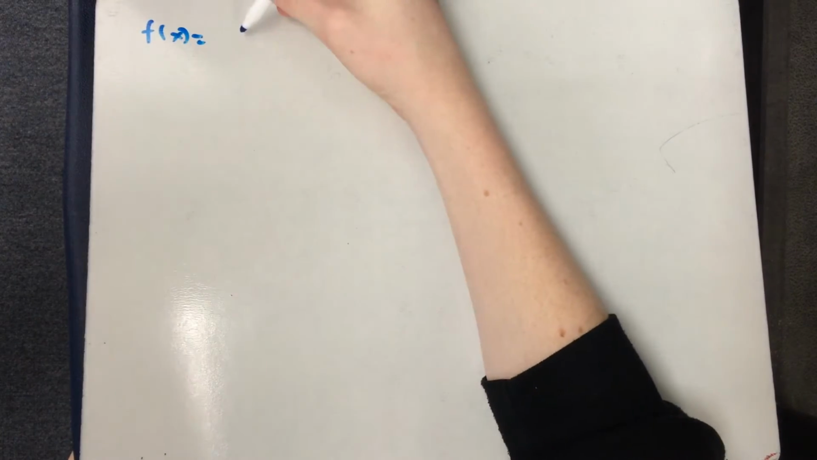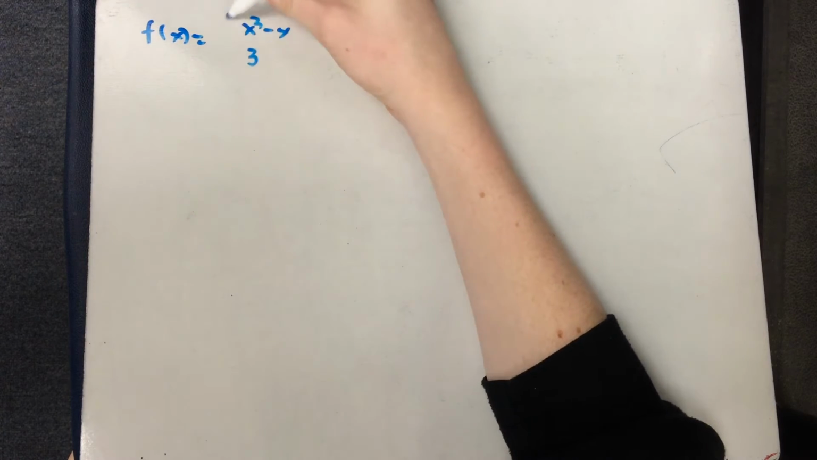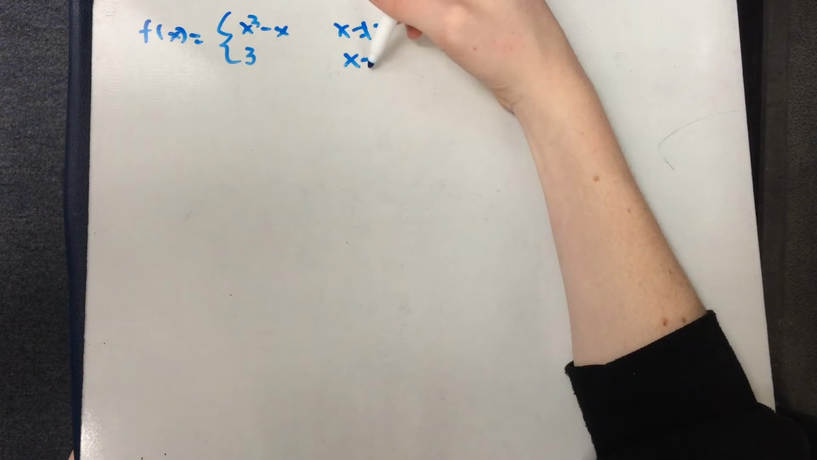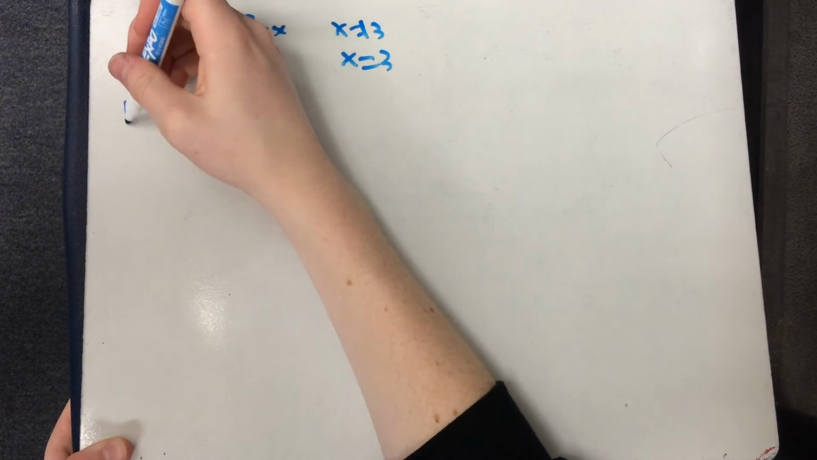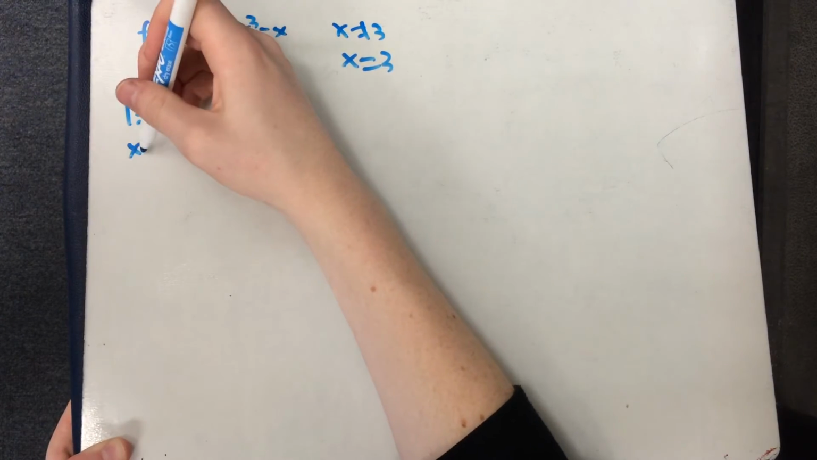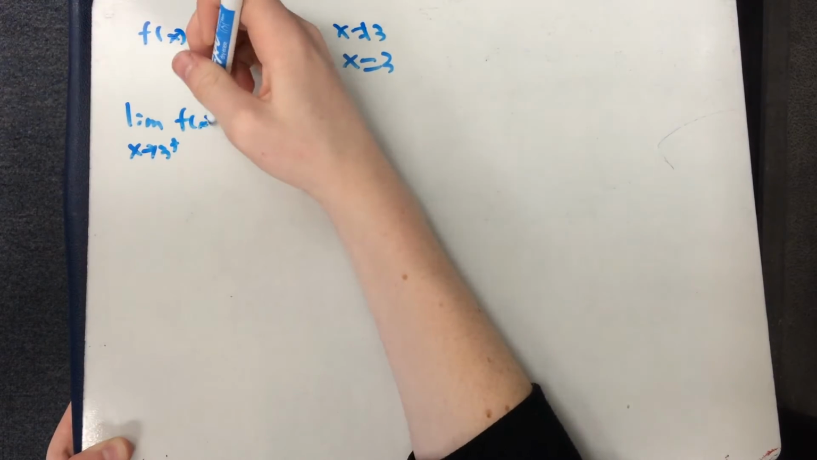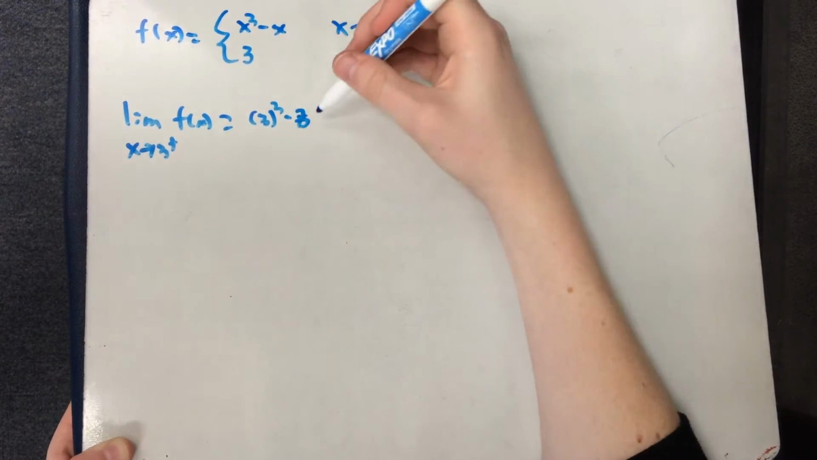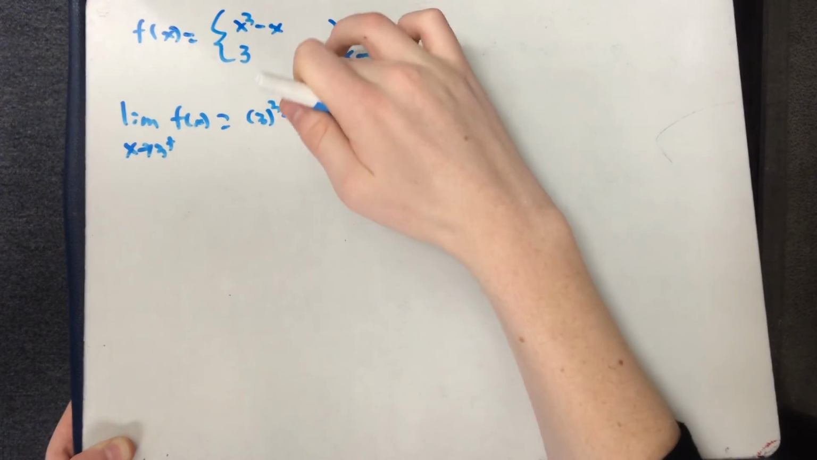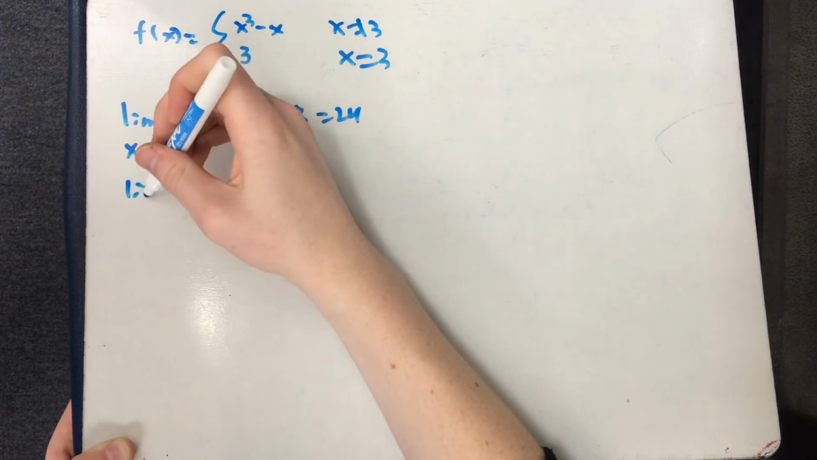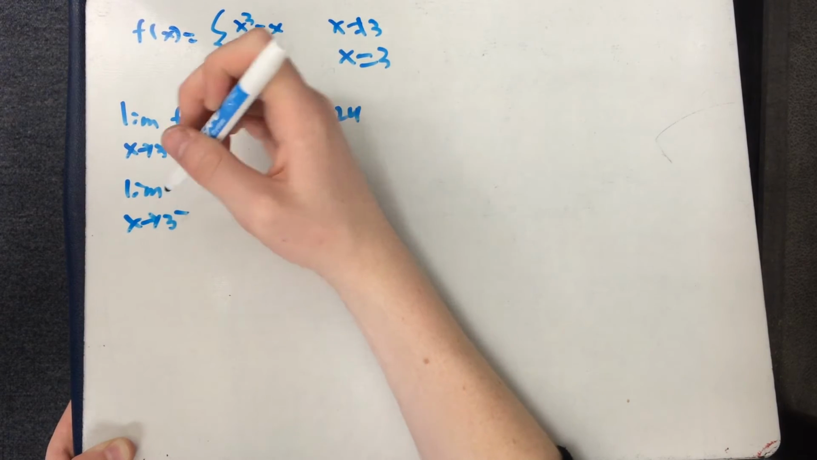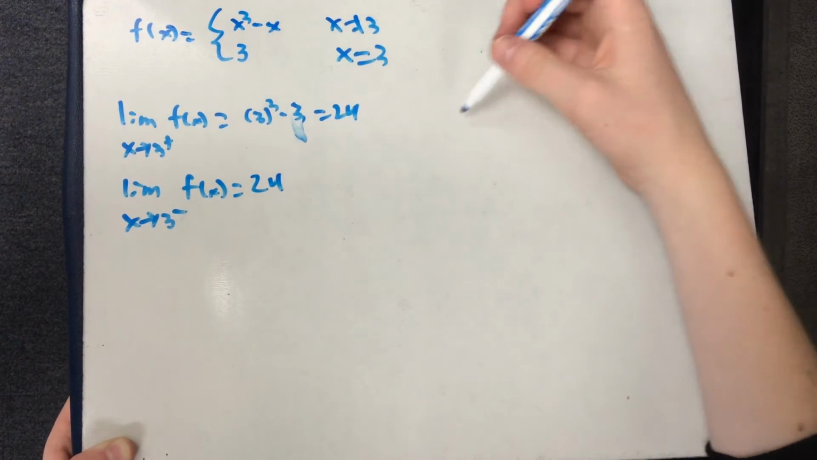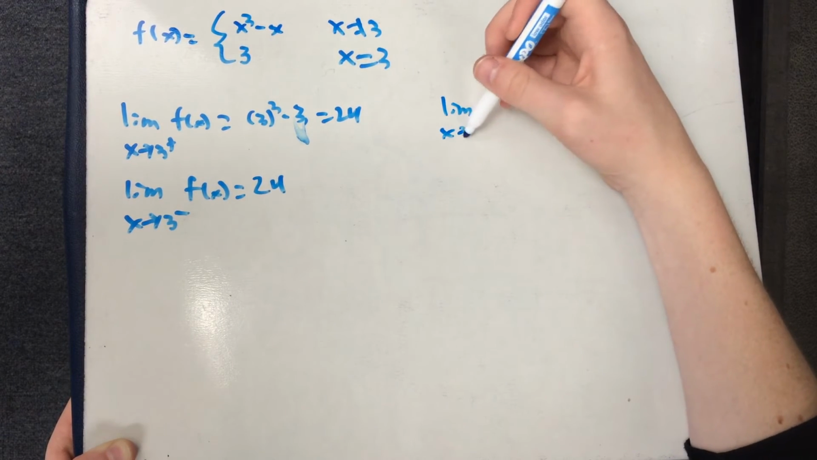Here is our fourth example. F of x is a piecewise function where f of x equals x cubed minus x for x not equal to 3, and f of x equals 3 for x equals 3. First, we find the limit as x approaches 3 from both sides of f of x. The limit as x approaches 3 from the positive side equals 3 cubed minus 3, which equals 24. The limit as x approaches 3 from the negative side equals 3 cubed minus 3, which also equals 24.